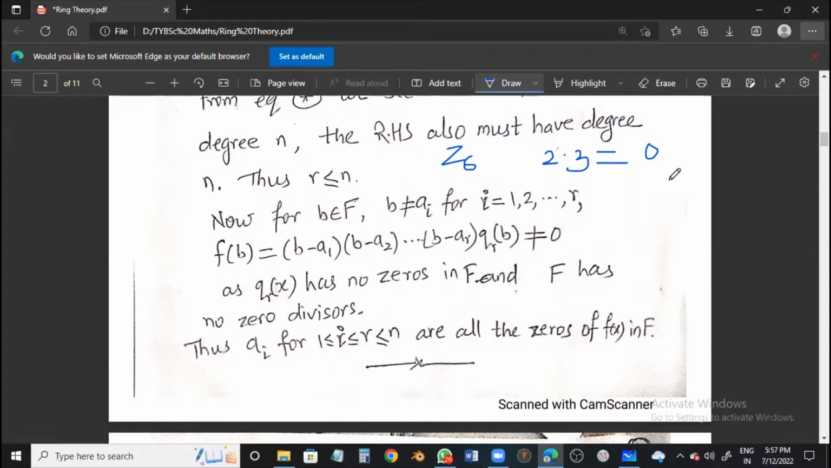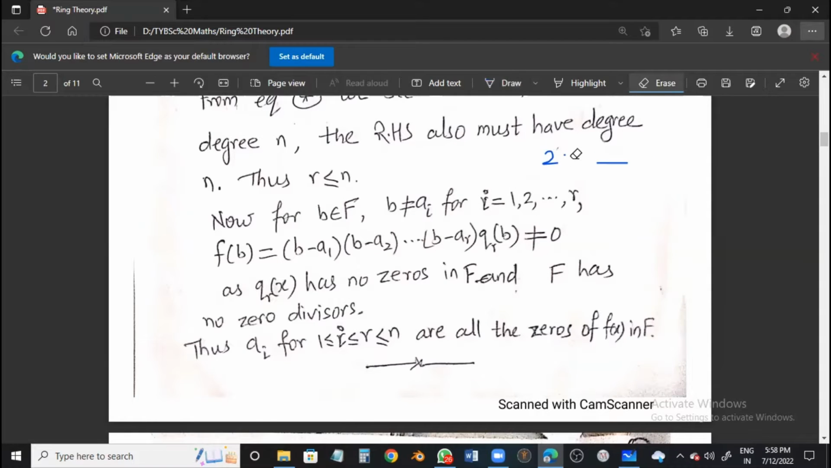But here we are dealing with F as a field, and a field has no zero divisors, and so F has no zero divisors. So this cannot be 0. What we mean to say is this value is non-zero. And this value is non-zero means b is not a zero of f. So only zeros of f are what? The ai's, i running from 1 to r. So how many zeros are there? r zeros are there. And how is r? r is smaller than or equal to n. r can have maximum value equal to n. So what we have shown, f has at most n zeros in F. Got my point?